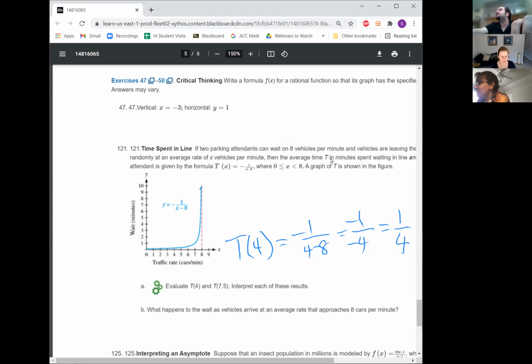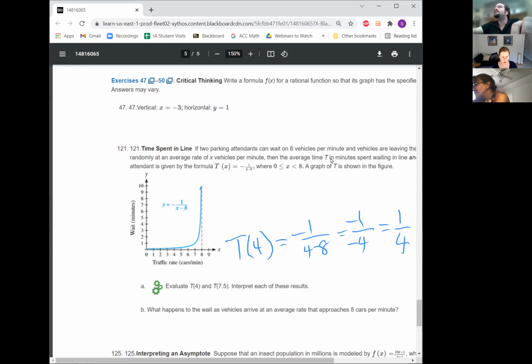Okay, and then it says you have to interpret. That means that when the traffic rate is 4 cars per minute, then the weight is 0.25 minutes. Like we need to give the time here, right? Yeah, they just want it in context. They want a sentence, basically.